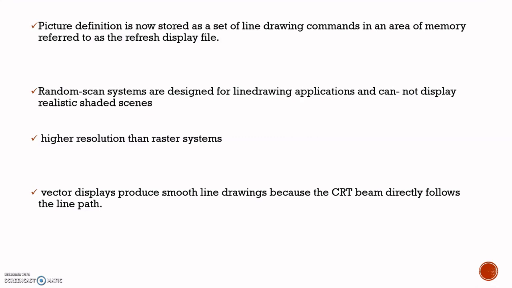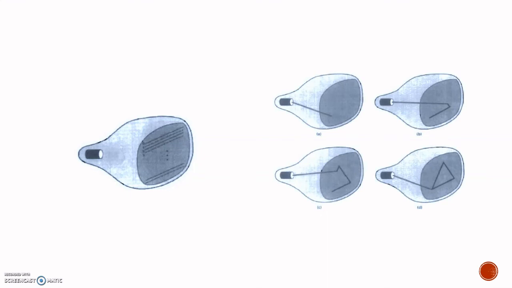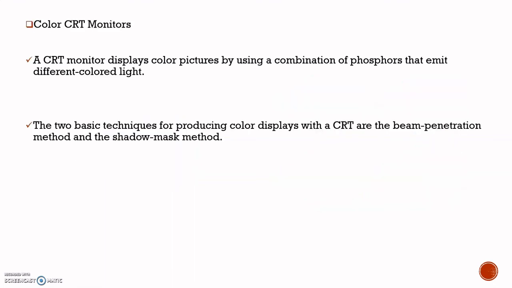Since we are doing vector displays, they produce smooth line drawings because the CRT beam directly follows the line path. This is the random scan display. This is how we draw a vector picture, or a calligraphic display, on the random scan display. Now we'll move on to the next display device or video monitor, that is color CRT monitors.